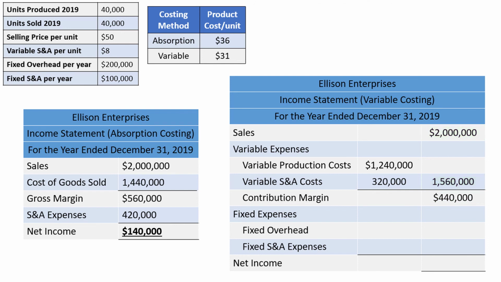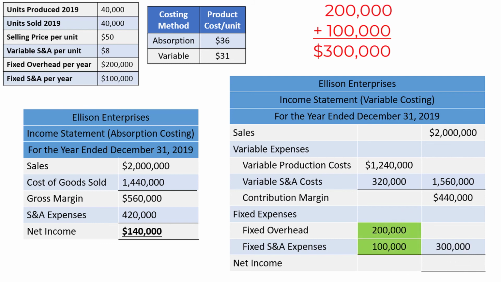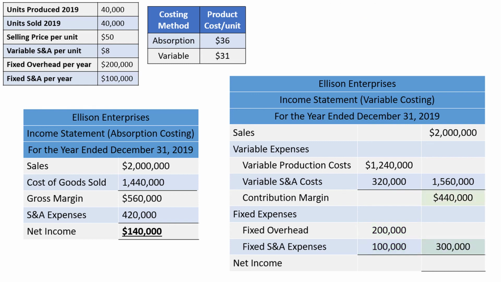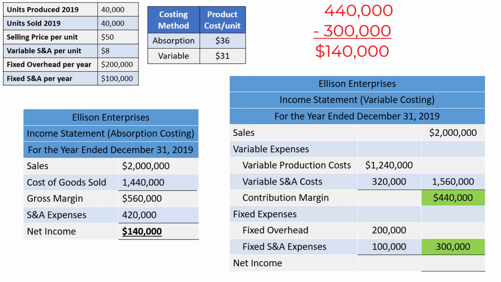Next, we can move on to the fixed expenses. The fixed overhead is listed as $200,000, and the fixed selling and administrative expenses are listed as $100,000. Adding them together gives us the total fixed expenses, which are equal to $300,000. If we subtract the total fixed expenses of $300,000 from the contribution margin of $440,000, we get $140,000 in net income, the same number we got using absorption costing.